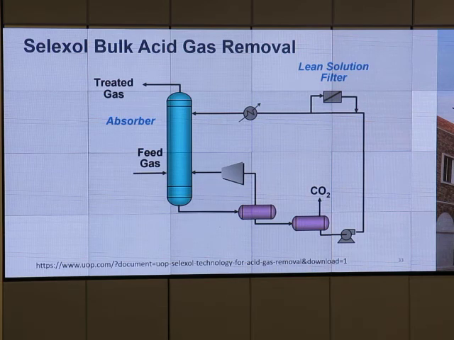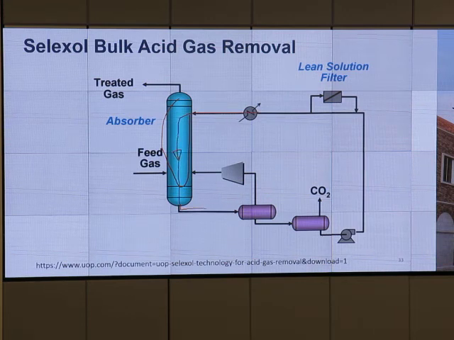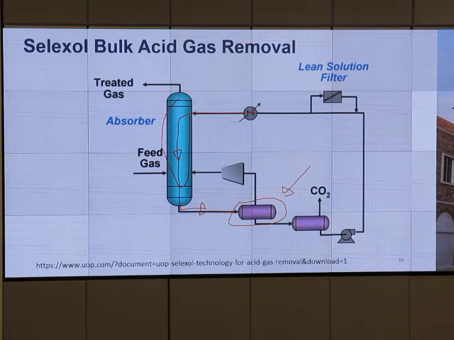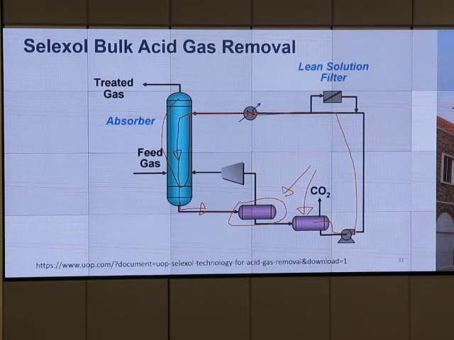One type of configuration for the Selexol process, we have an absorber, that tower. Inside, I think there's a tray. What you do is lean Selexol comes from the top and rich goes out from the bottom. To regenerate it, you just put a vessel, flash to atmospheric pressure. Actually, they do multi-stage flash to reduce the pressure. Once you reduce the pressure, acid gas comes out, and new or fresh Selexol, we get it as a product. So that's one configuration to remove CO2.